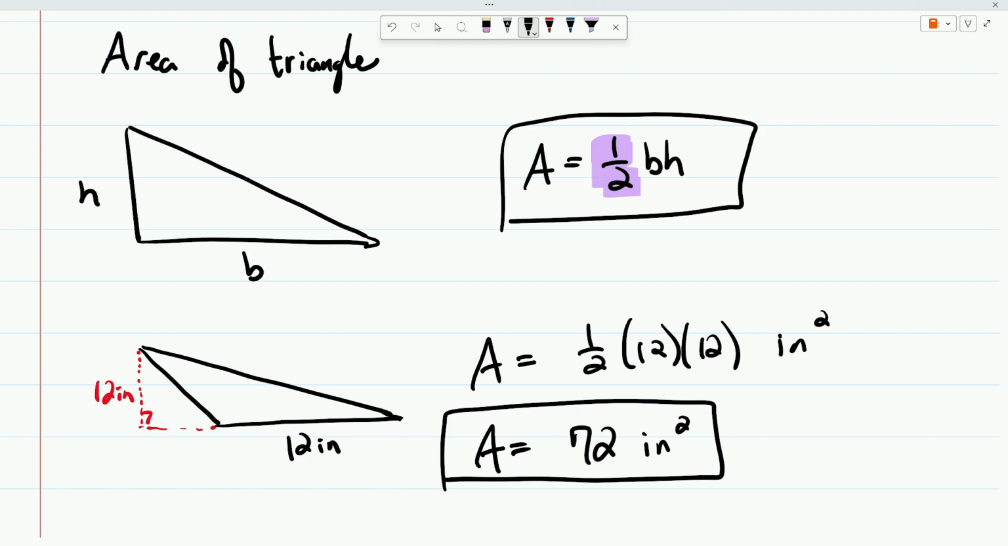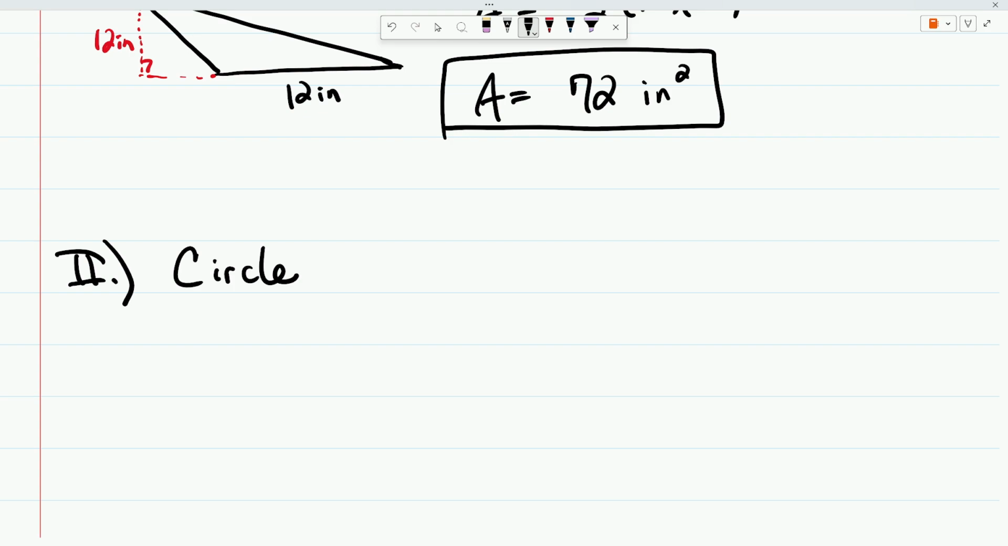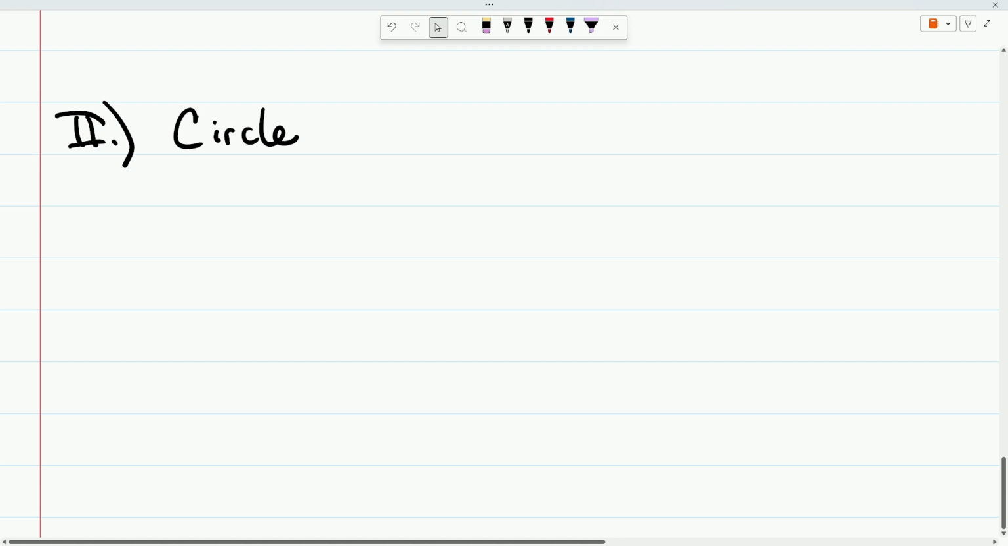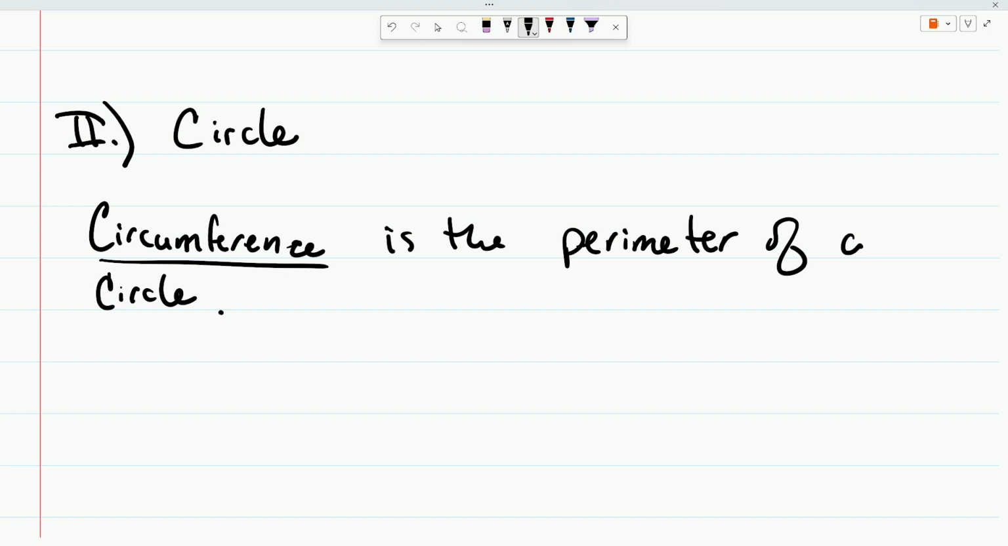Okay, the last shape that we're going to be talking about, and this is the second half of this section, is going to be a circle. So we're going to talk about its circumference and its area. Now, first things first. The circumference is the perimeter of a circle. So if somebody ever asked you what is the circumference, you say it's just the perimeter of the circle.